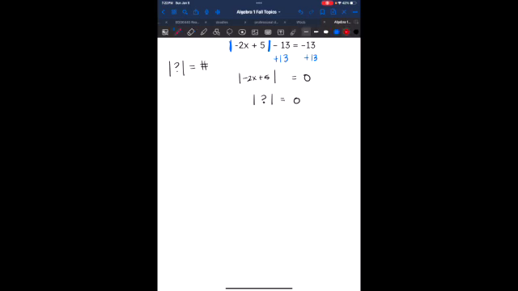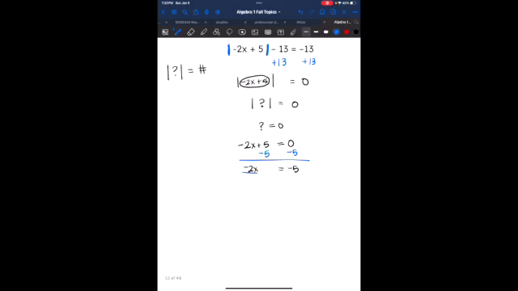So the way that we can solve this is by just saying that question mark equals 0. As we know, we were not dealing with a question mark. We were dealing with an expression. That expression was negative 2x plus 5. And we can go ahead and solve from here. Subtract 5 to get negative 2x by itself. Then divide by negative 2 to finish isolating x. And that is our singular answer for this absolute value equation.